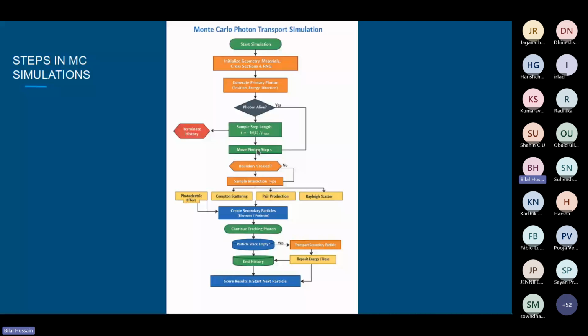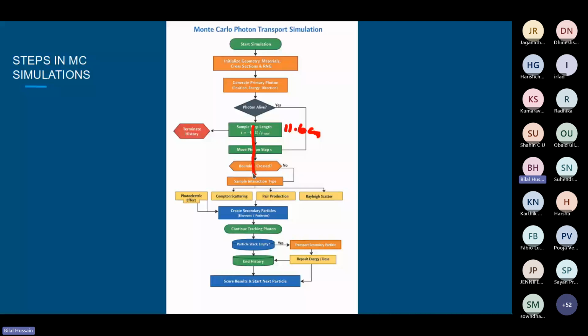What should I do next? Now I move the photon here. In our example, the mean free path was 11.6 centimeters, so I move the photon by 11 centimeters. Now I check whether the boundary of the phantom is exceeded or not, whether I cross the boundary. If not, then I go to the next step.